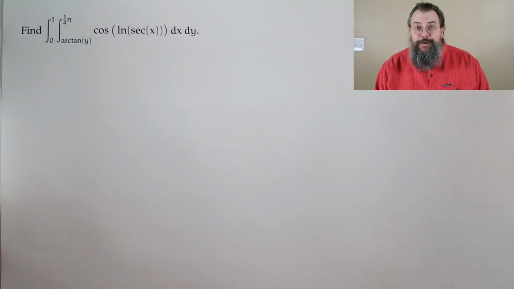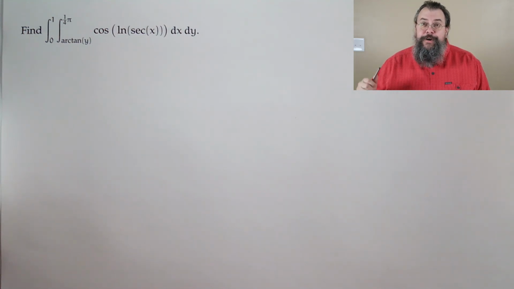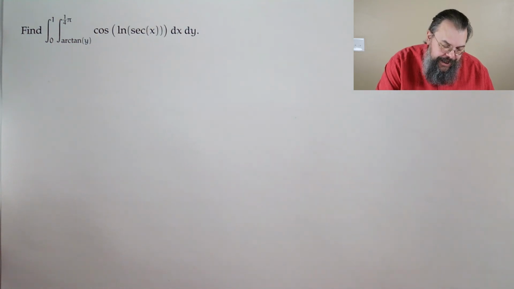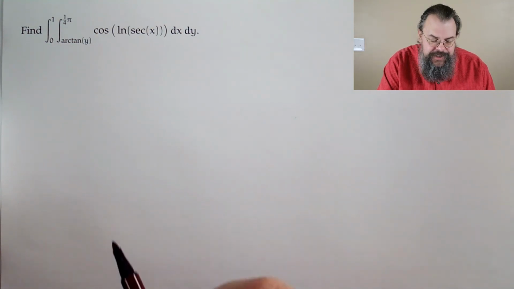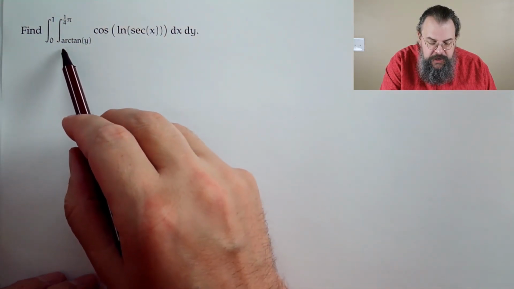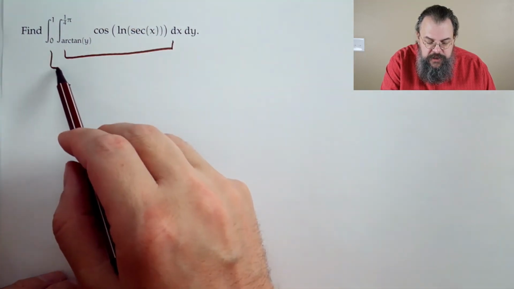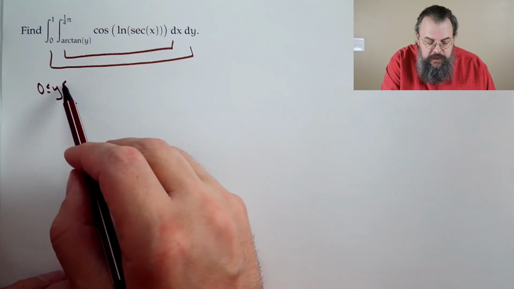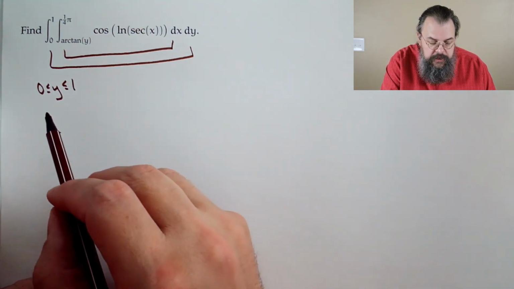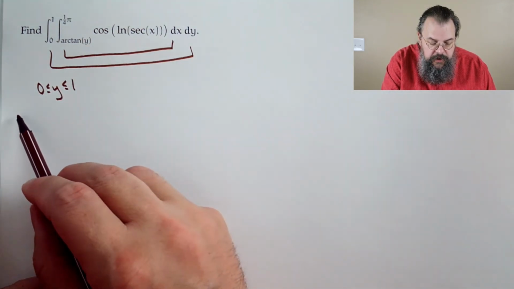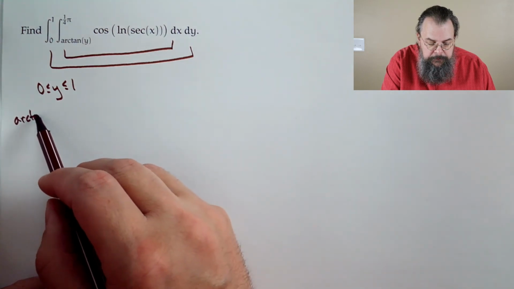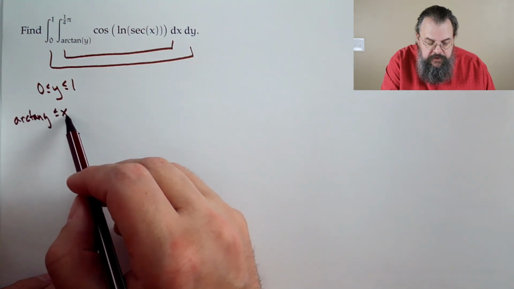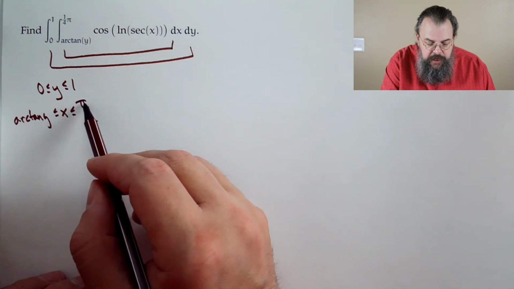Well, I suspect more will happen if we change the order of integration. We're not going for partial credit. We're going all the way. So let's think about what's happening. If we think about our bounds, what do we have? Well, 0 less than or equal to y less than or equal to 1. And then we also have arctangent of y less than or equal to x less than or equal to pi fourths.